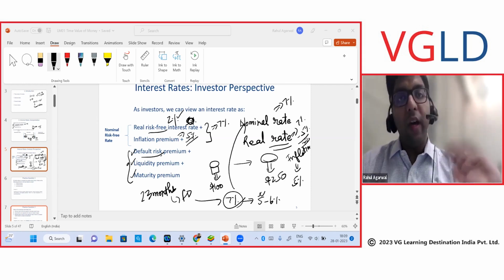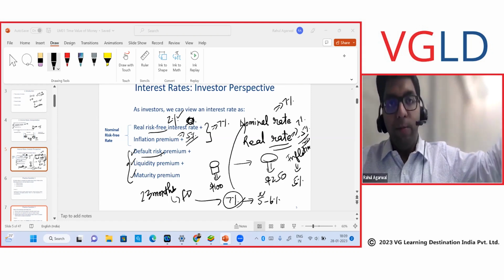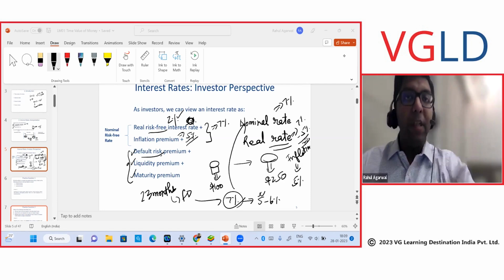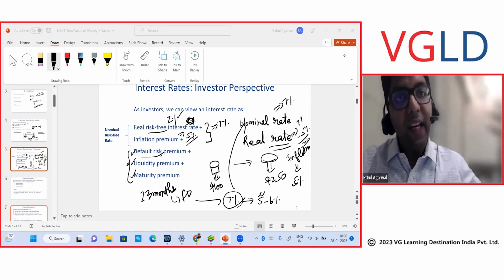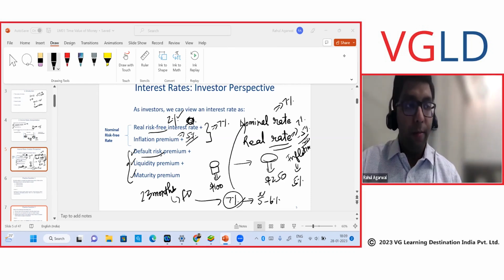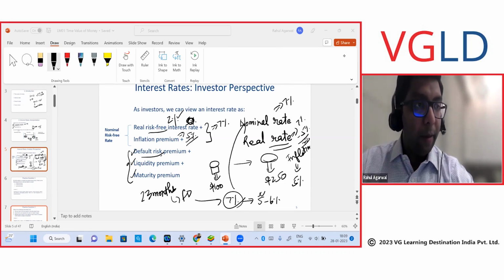Maturity is this: the company is okay, but it is borrowing for 10 years, and there is another company borrowing for 1 year. Because the company is borrowing for 10 years, and in 10 years anything can happen, the risk is more for a longer period. So I charge it for maturity. Okay, clear? Sir, got it.